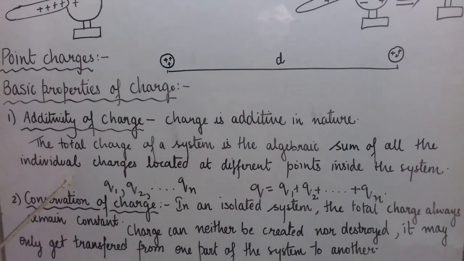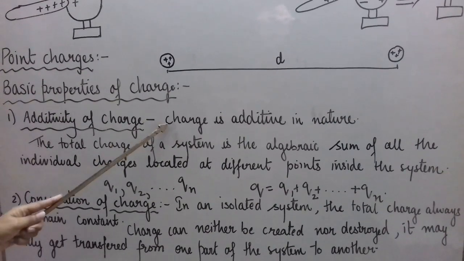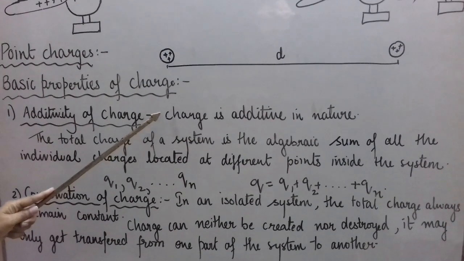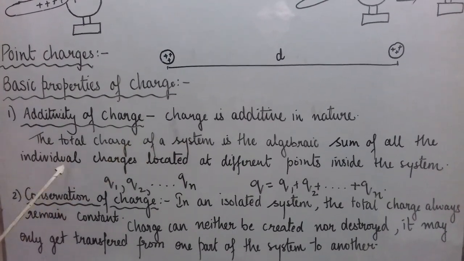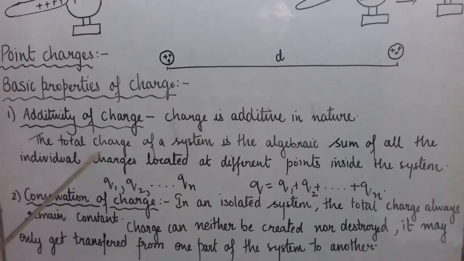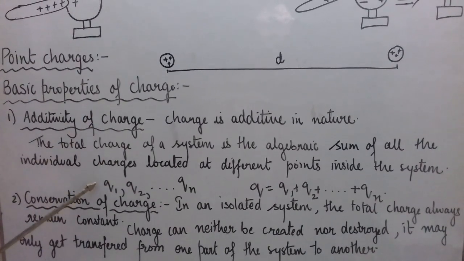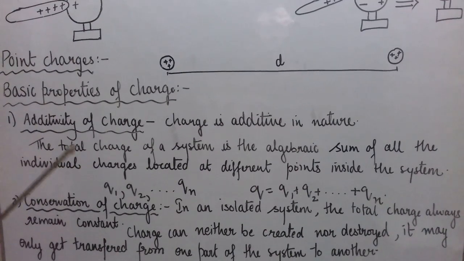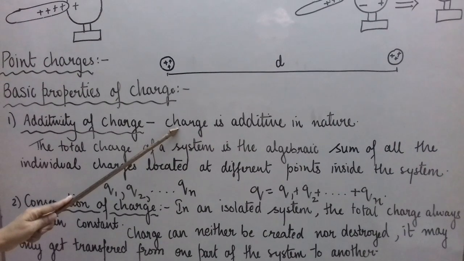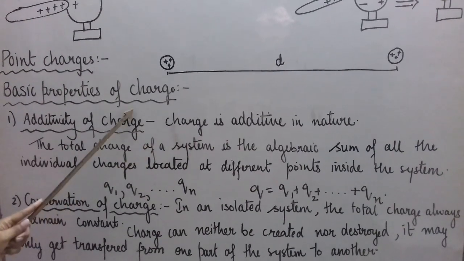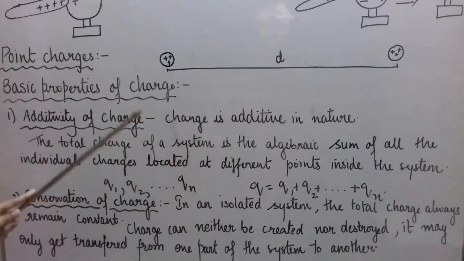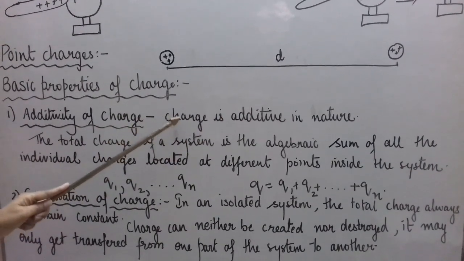Now this is just similar to mass. Mass is also additive in nature, because in a system, the total mass of the system is the algebraic sum of all the individual masses present at different points inside the system. So this is similar to mass, but what is the difference? Mass is always positive and charge can be positive or negative. Otherwise, what is the similarity? Mass is scalar, charge is also scalar. Both are additive in nature, but mass is always positive, charge can be positive and negative.